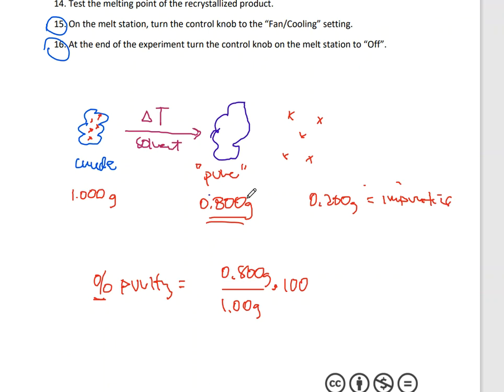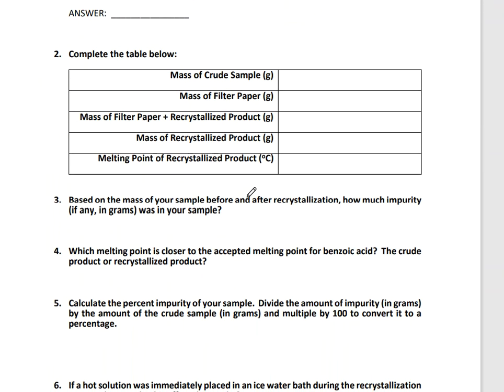So a couple of questions are going to happen on the data sheet. Here on the back side, you're going to see an area to write down your masses. So how much did you start with? What was the mass of your filter paper? What was the mass of the filter paper and the recrystallized product in the very end? What was the mass of just the recrystallized product once you subtract the filter paper from it? And what was the melting point of the recrystallized product, not just the pure?